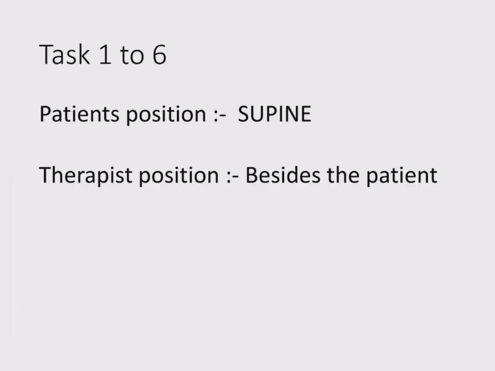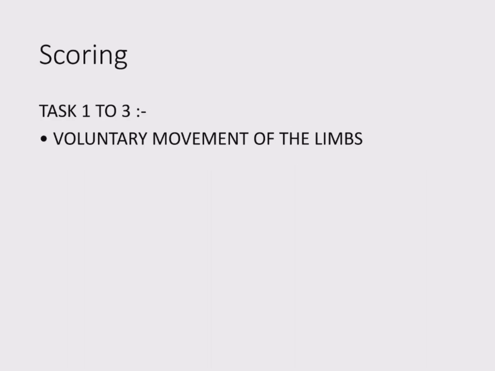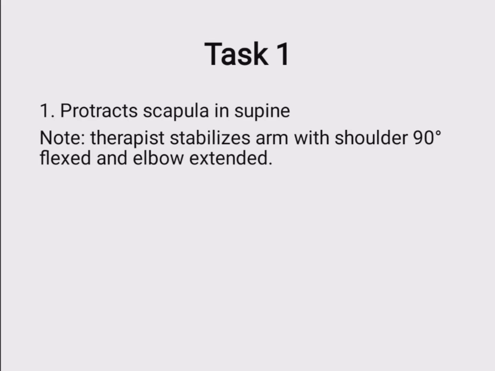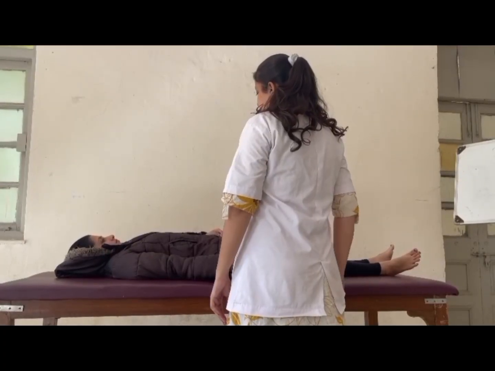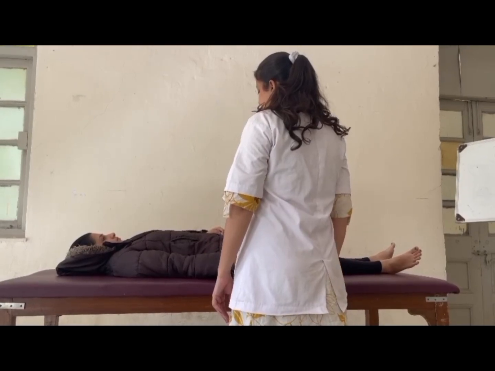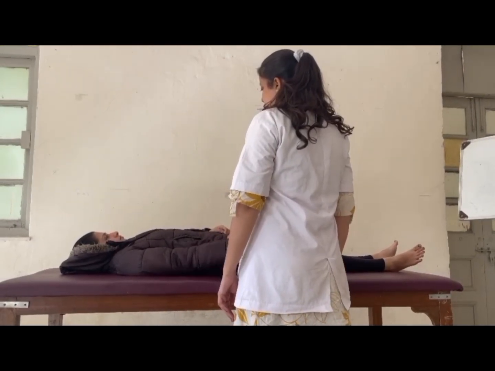For tasks 1 to 6, the patient is positioned supine on the plinth and the therapist is positioned beside the patient. For tasks 1 to 3, scoring is given according to the voluntary movement of the limbs system. Task 1: Protract scapula in supine. Note: the therapist has to stabilize the arm with the shoulder flexed to 90 degrees and the elbow extended. Ask the patient: please lift your shoulder so that your hand moves towards the ceiling.